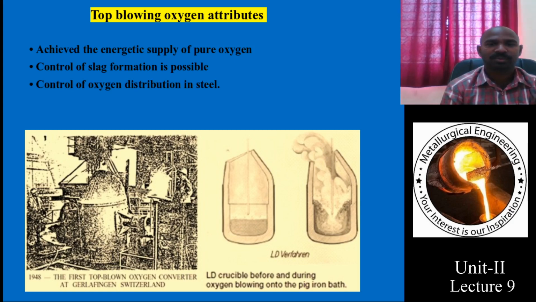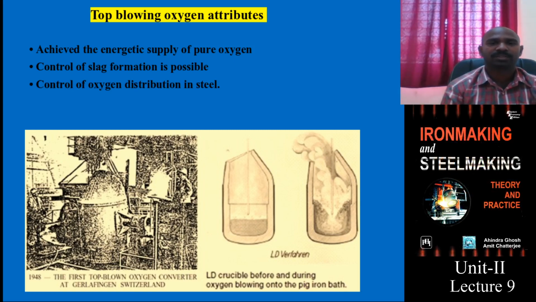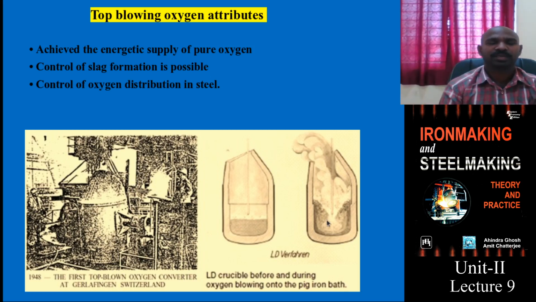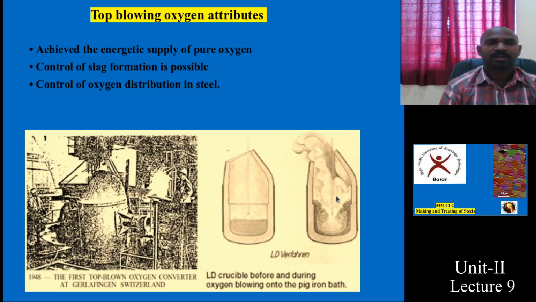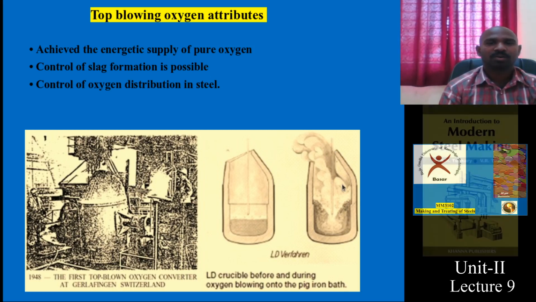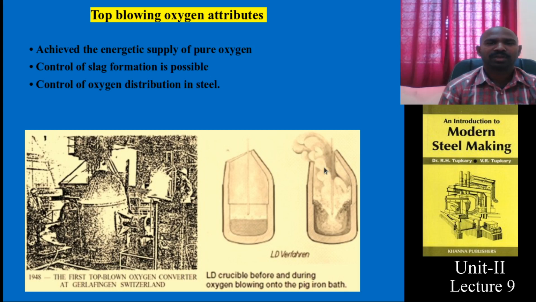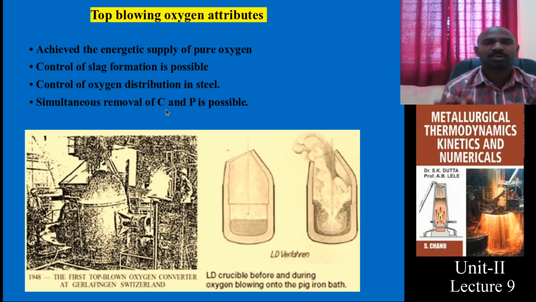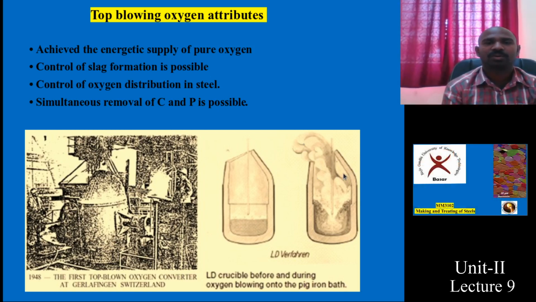And oxygen distribution, see, before oxygen lancing and after oxygen lancing, this distribution within the steel may vary. So if you use pure oxygen, it goes out, it reacts and it will be taken immediately to the slag layer which is on top of the ladle. And there may be a possibility of continuous removal of carbon in the form of CO and phosphorus in the form of P2O5 liquid slag.